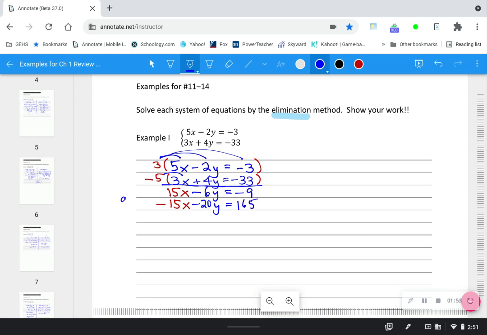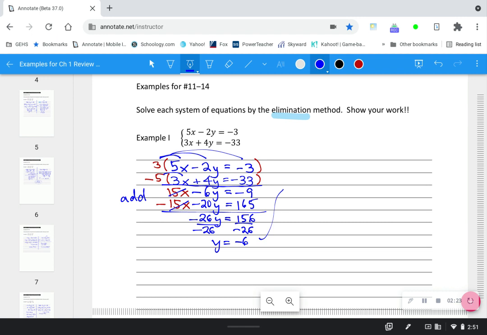Now you add these lines, which will cancel the x out of the problem, and you get negative 26y here, and you get 156 on the other side. Then divide by negative 26 here, and hopefully we get a nice number here. And that turns out to be negative 6 for the y value.